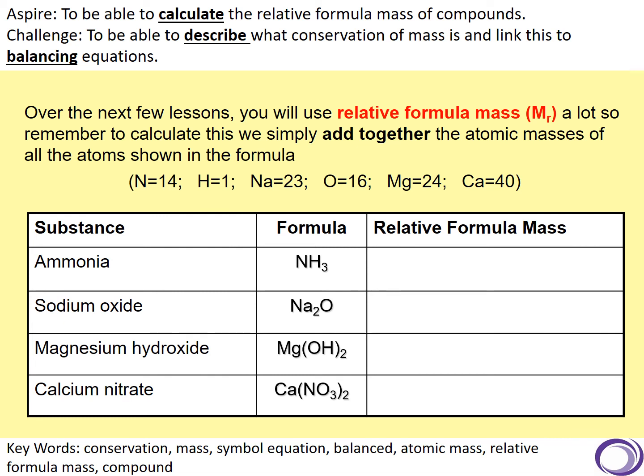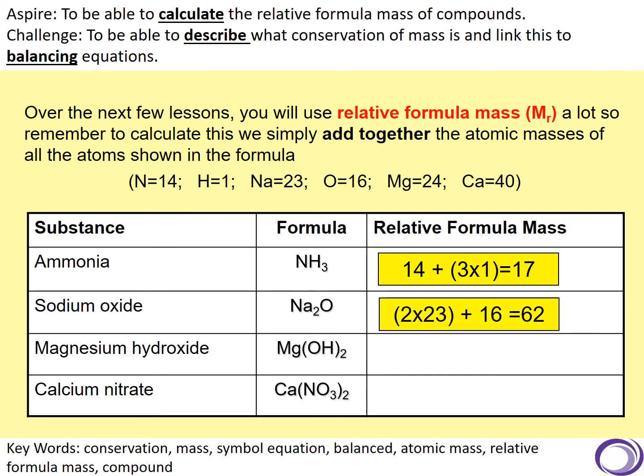So that tells me there is 1 nitrogen atom and 3 hydrogen atoms because the subscript number is after the 3. So therefore, if we want to work out its relative formula mass, we look at the atomic masses of those individual atoms. So we need 14 plus 3 lots of 1 because there are 3 hydrogen atoms, each worth 1, and we add that together, it comes to a total of 17. If we look at sodium oxide, we've got 2 lots of sodium, 2 times 23 plus 16, and it comes to a total of 62.